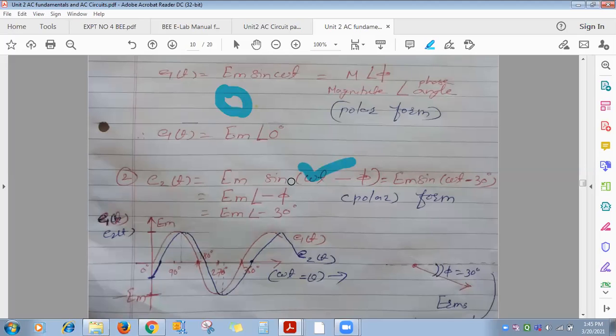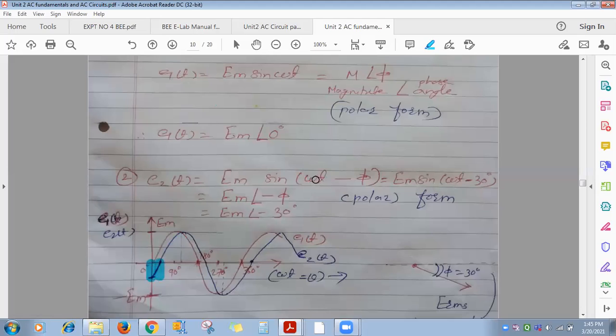The phase difference is 30 degree. So at 30 degree. And see, this blue color waveform is E2t. At 30 degree it has 0 value, and then it increases positively. The first positive peak will occur at 120 degree, and so on. If I extend this waveform before 30 degree, it will have negative values.